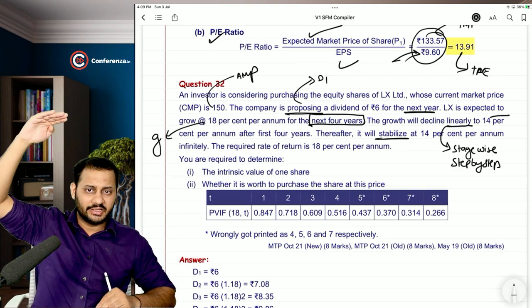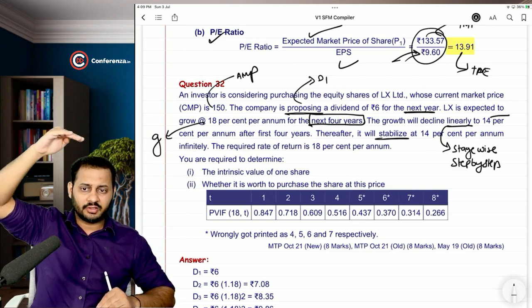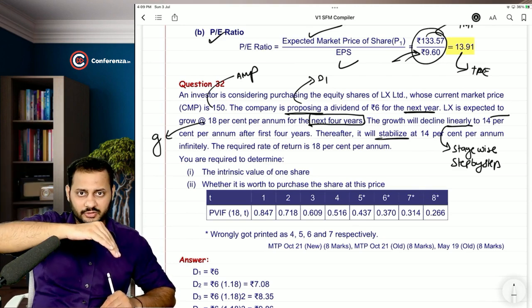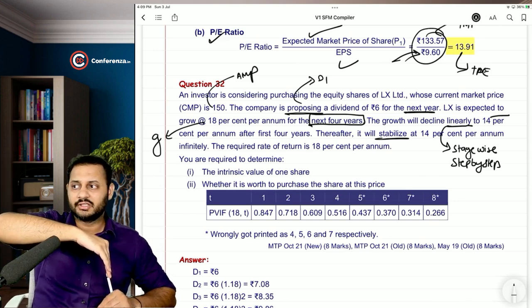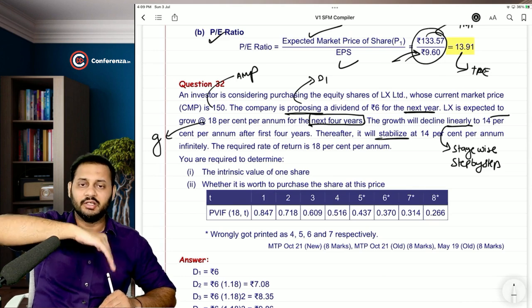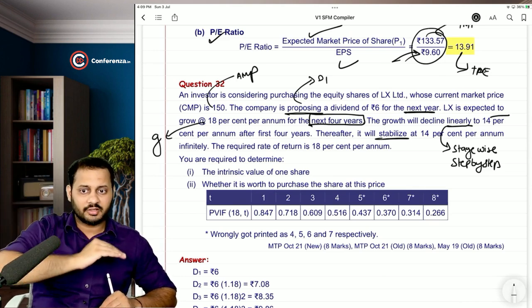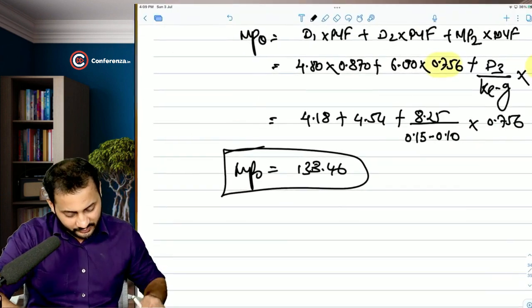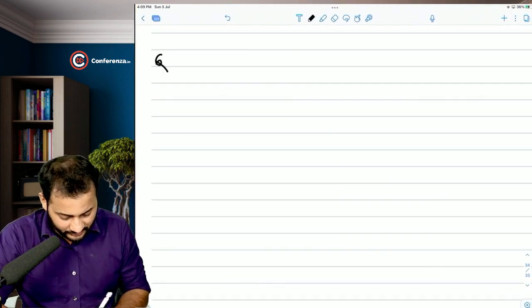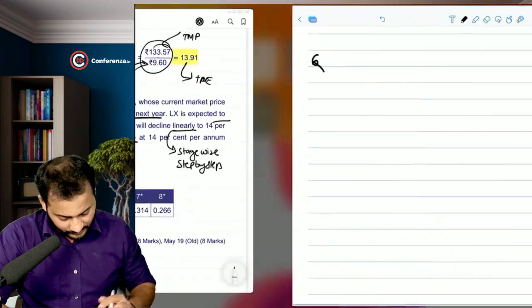First it was 18%, then it was slowly going down, not a deep or steep declination. It was going down step by step, and then it will stabilize at 14%. So in terms of a diagram, if you want to see, it should look like this. Question number 32.